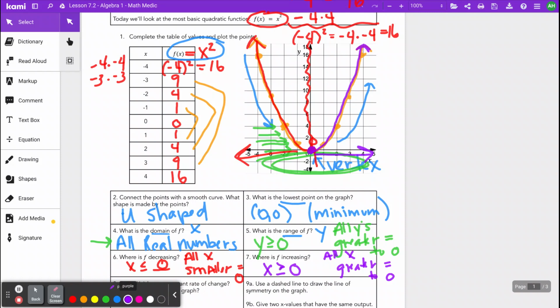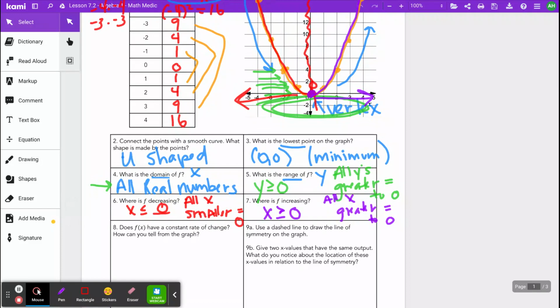So that's the little difference here between when we did increase, decrease before for these starting and stopping segments of a line. For a quadratic, when I have that arrow extending, I either don't have a starting spot or I don't have an ending spot, okay? All right, let's keep going.